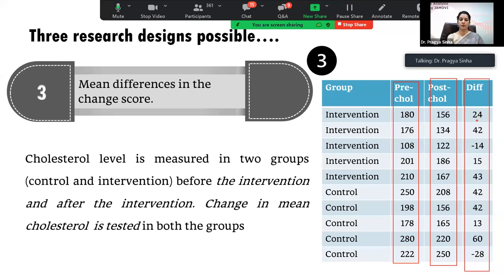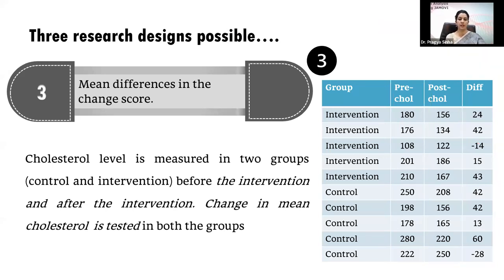So if I want to see where the difference is more, whether it is in the intervention arm or in the control arm: cholesterol level is measured in the two groups, before intervention and after intervention. And if I want to see the change in the mean cholesterol level in both these two groups, the difference in control and intervention, then I may go for an independent sample t-test.